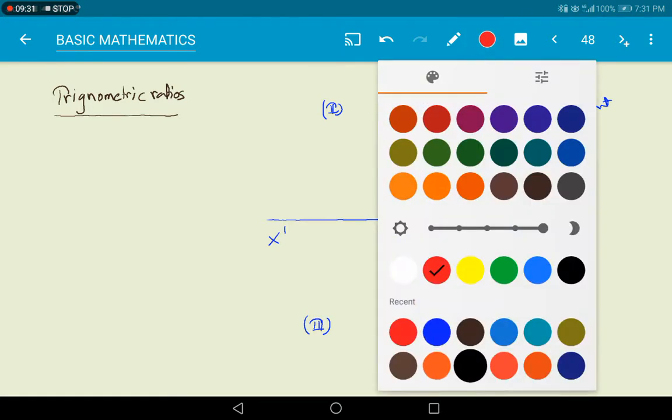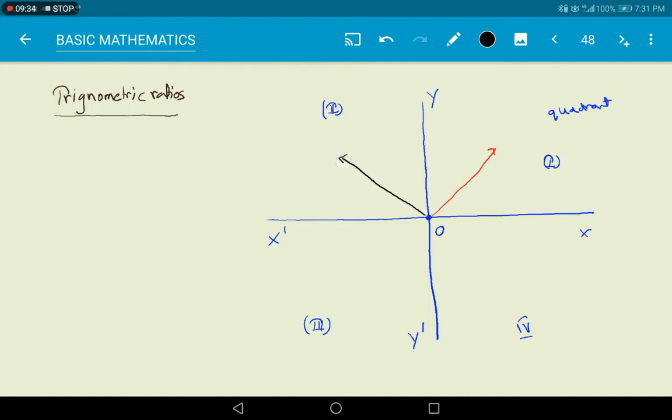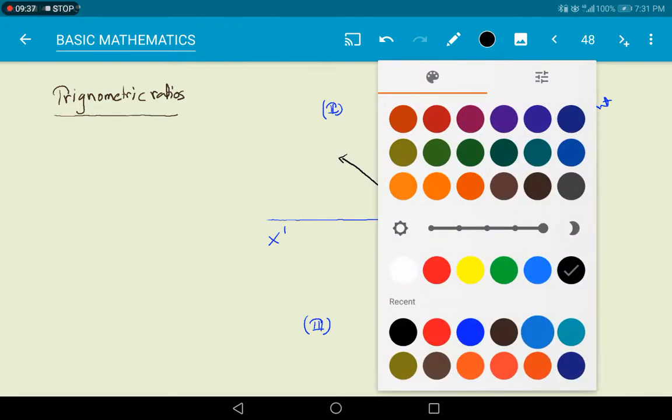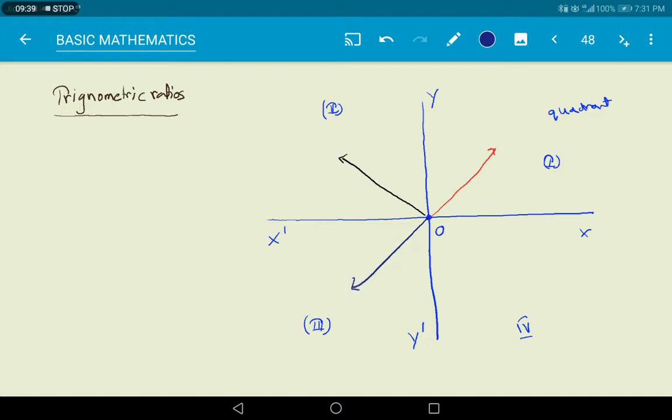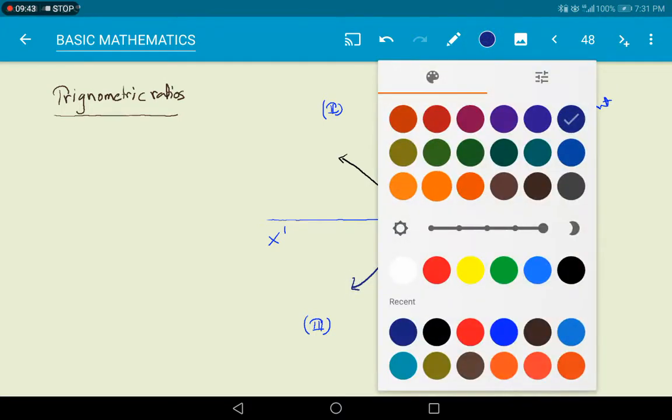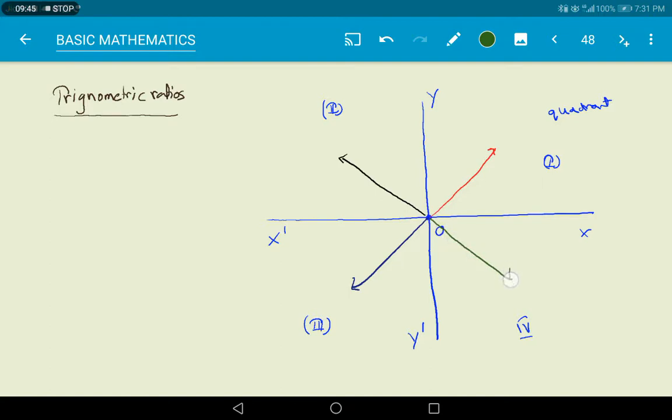One, two, three, then 4. So 4 quadrants, and it makes an angle theta here. Now this is the angle with respect to the x-axis, and here this is the angle with respect to this. So these are the four quadrants.